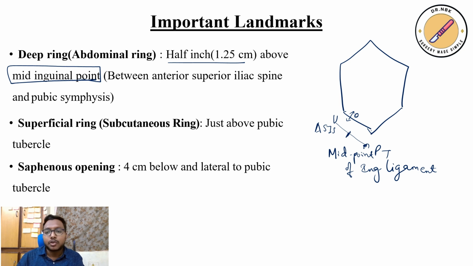Okay, right. Now, the superficial inguinal ring is present just above the pubic tubercle. Just above the pubic tubercle, we have a triangular slit. It is a triangular slit, whereas the deep ring is an oval defect. Okay, and the saphenous opening is present 4 centimeter or 3.75 centimeter below and lateral to the pubic tubercle. Somewhere here, you will find your saphenous opening, where your great saphenous vein is draining into the common femoral vein.